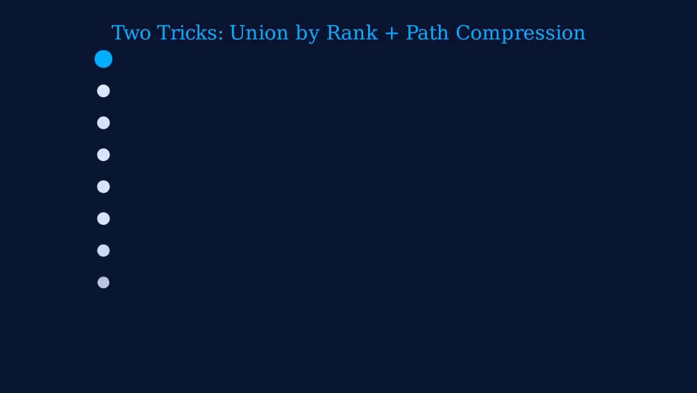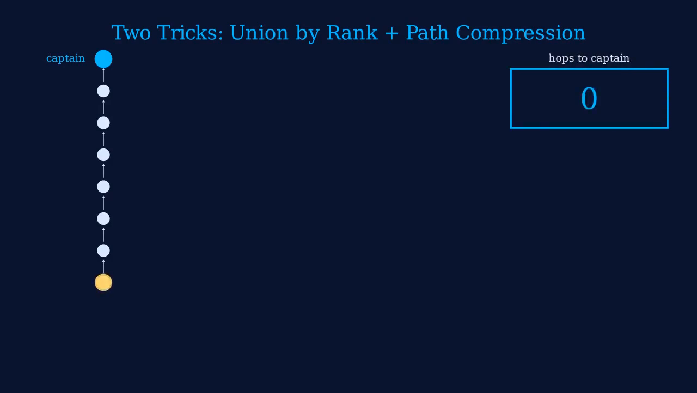Now, if you implemented this naively, the chains could get long and ugly. Imagine a union find where everyone points to the person who recruited them, and recruitment chains are 1,000 deep. Finding the captain takes 1,000 hops. We're back where we started. So 2 tricks turn DSU from neat idea into the fastest data structure most people have never heard of.